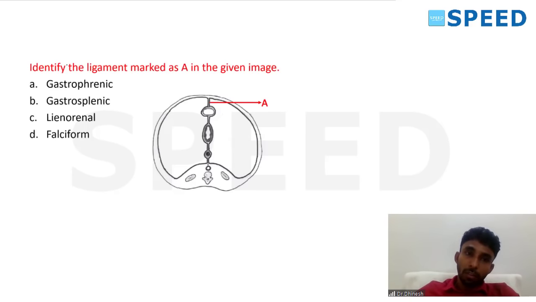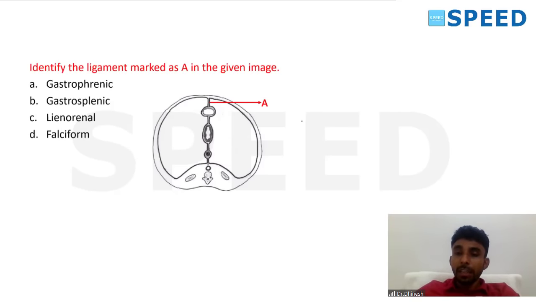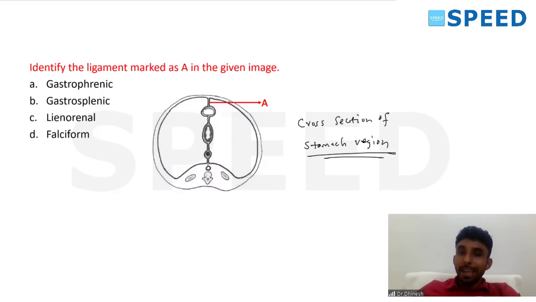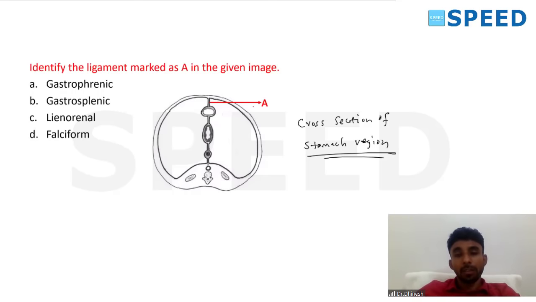So let's move to the next question. There was one image given like this, showing the transverse section or cross section of the embryo at the level of the developing stomach, and one ligament has been marked as A, and what is the ligament marked as A? That is the question.